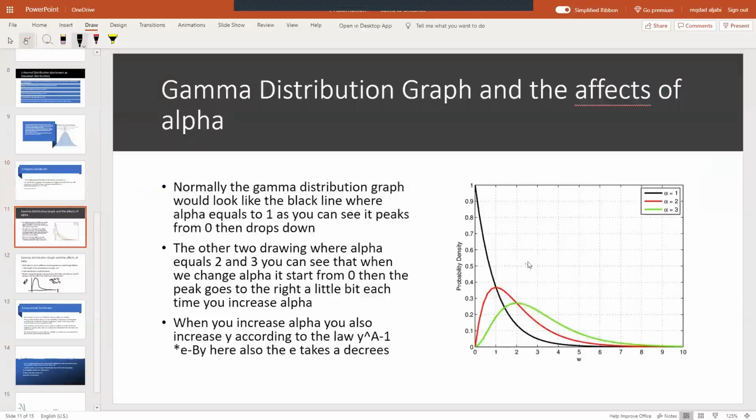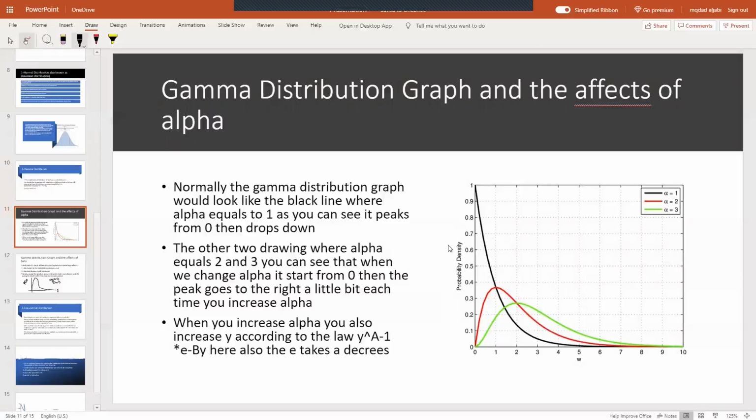As we can see in this gamma distribution graph, here we're going to show the effects of changing the alpha. Normally, the gamma distribution graph looks like the black line, like an exponential distribution. It peaks at 0 and goes further down to 0.